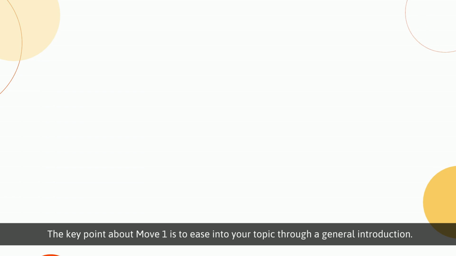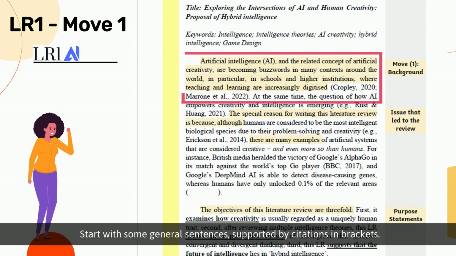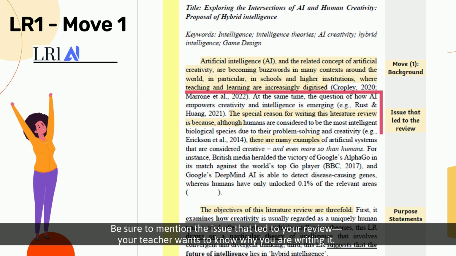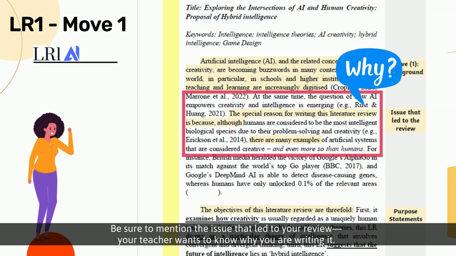The key point about Move 1 is to ease into your topic through a general introduction. Start with some general sentences, supported by citations in brackets. Be sure to mention the issue that led to your review. Your teacher wants to know why you are writing it.